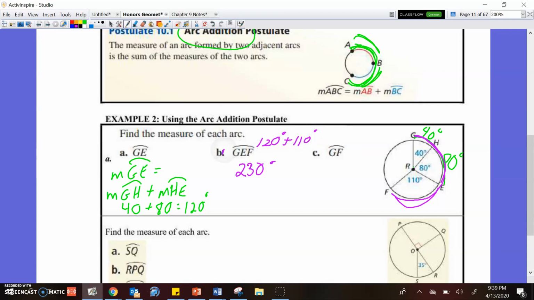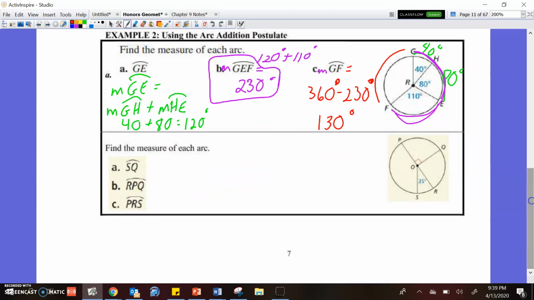So the answer here, and again, you should have that M in front of there if you're just going to write it as an answer like that. And last but not least, the measure of arc GF. So the only piece that remains is this here. So if I know the entire value is 360, I can say 360 minus 230, which is going to give me, and these are little degree signs. They write kind of funny, but that gives me 130 degrees.